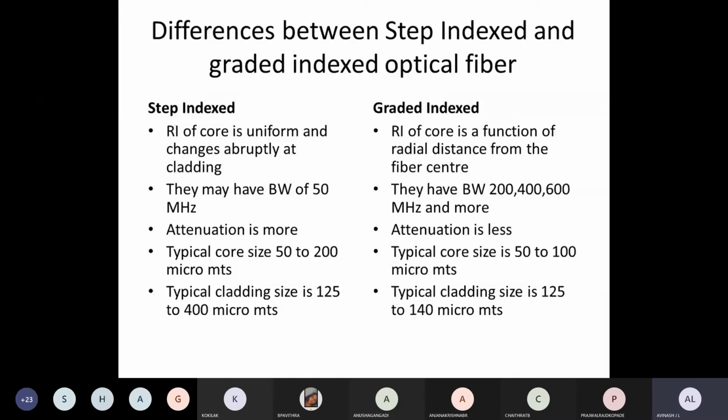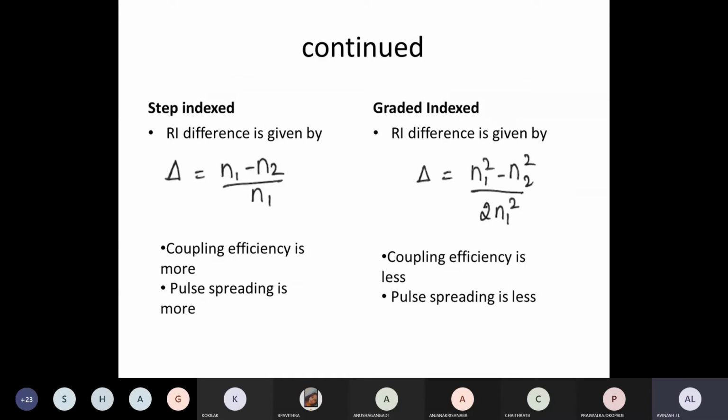Okay, so I hope that you will have taken this one. So next, another three differences we are talking about here: the refractive index difference, the relative refractive index difference. So always follow this particular information. It is a very important thing. The relative refractive index difference, that is delta, is given by delta equal to n1 minus n2 divided by n1. So n1 minus n2 divided by n1 is the relative refractive index difference.